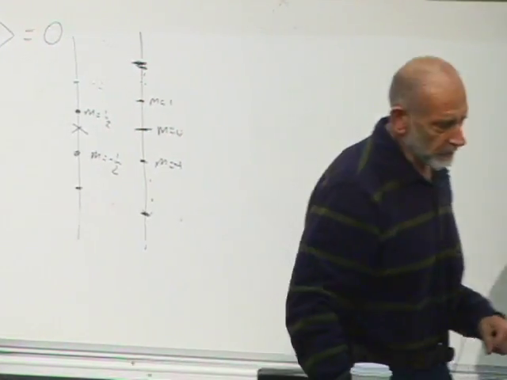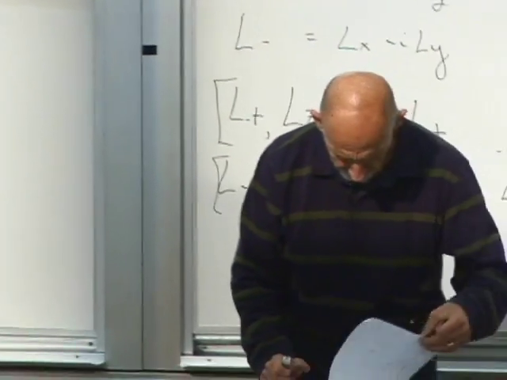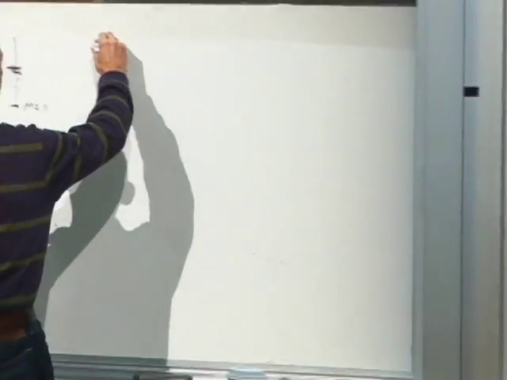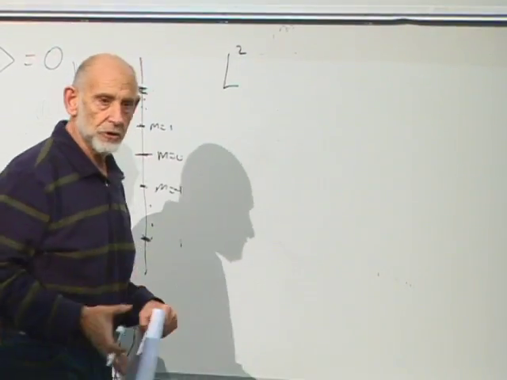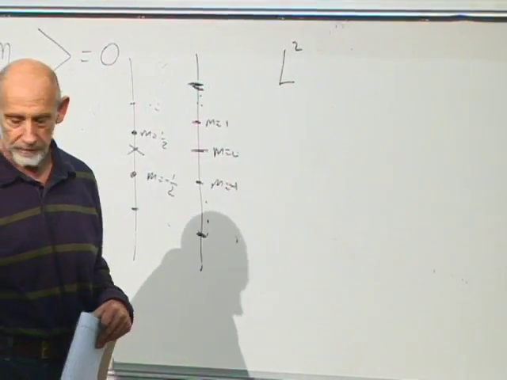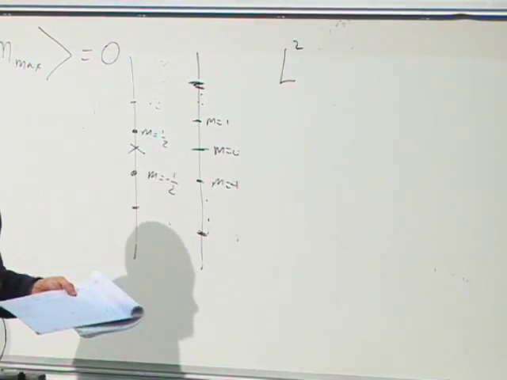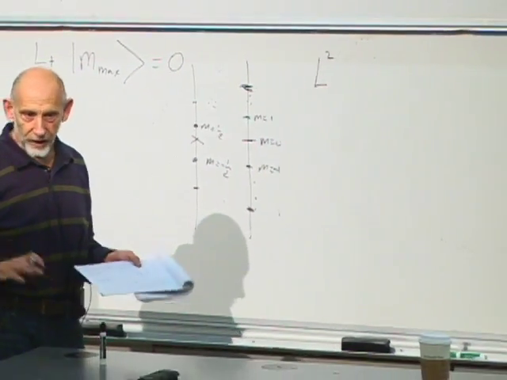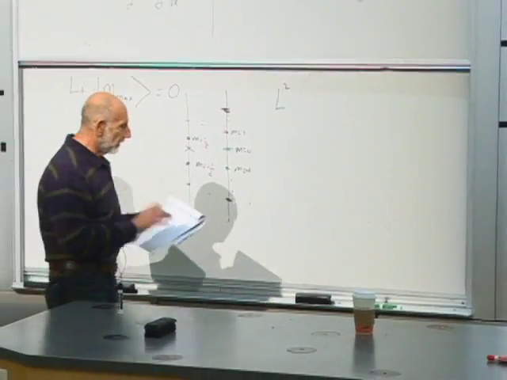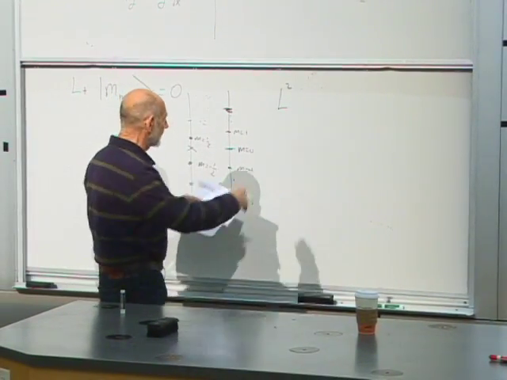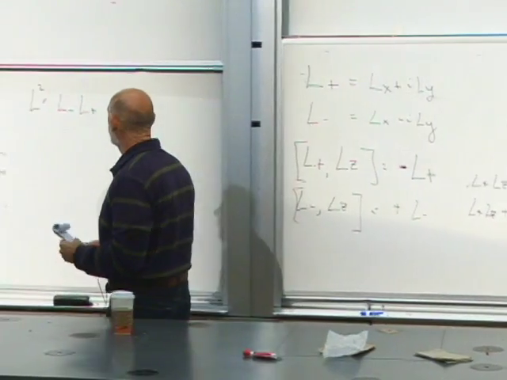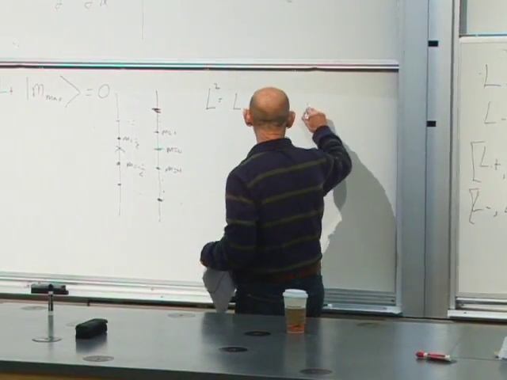Let's see, I was going to go without my notes, but there's always one thing which I have to go through to remember. Okay. Let's take L squared. L squared means Lx squared plus Ly squared plus Lz squared. And of course, the name of the game here is to rewrite things in terms of L plus, L minus, and Lz. So what is L squared? Let's start with L minus. What would we do to get L squared? We would add Lz squared.